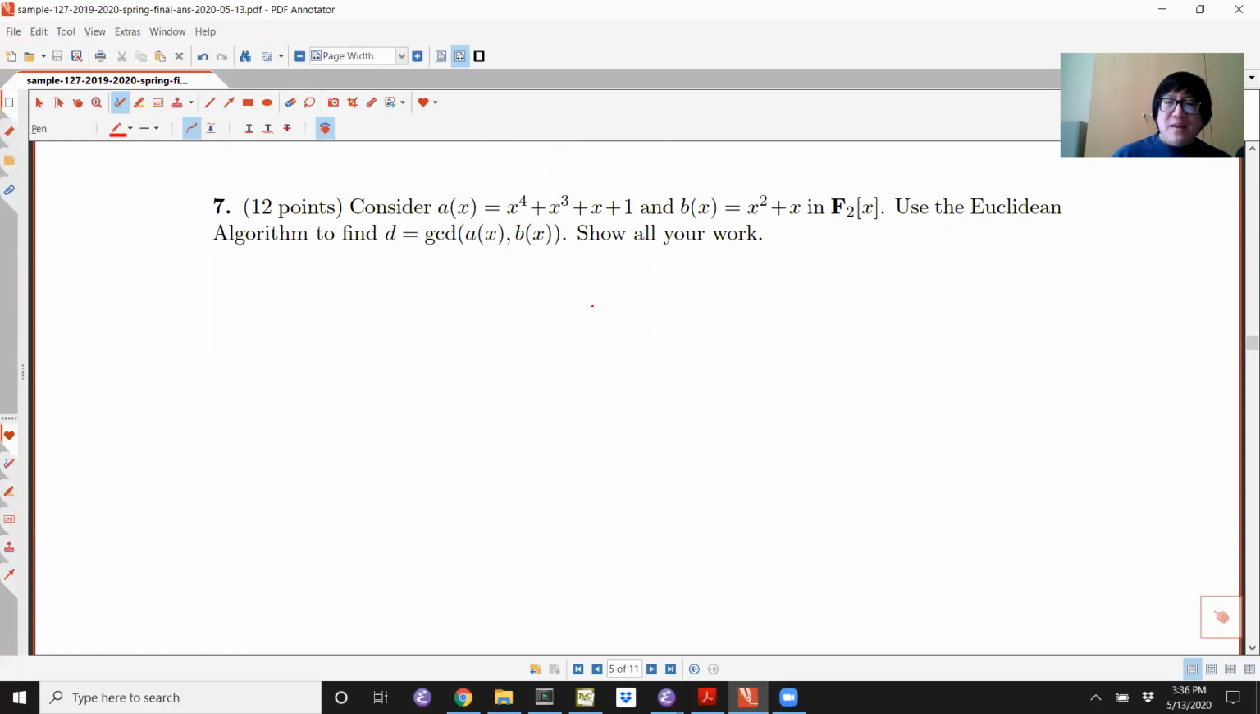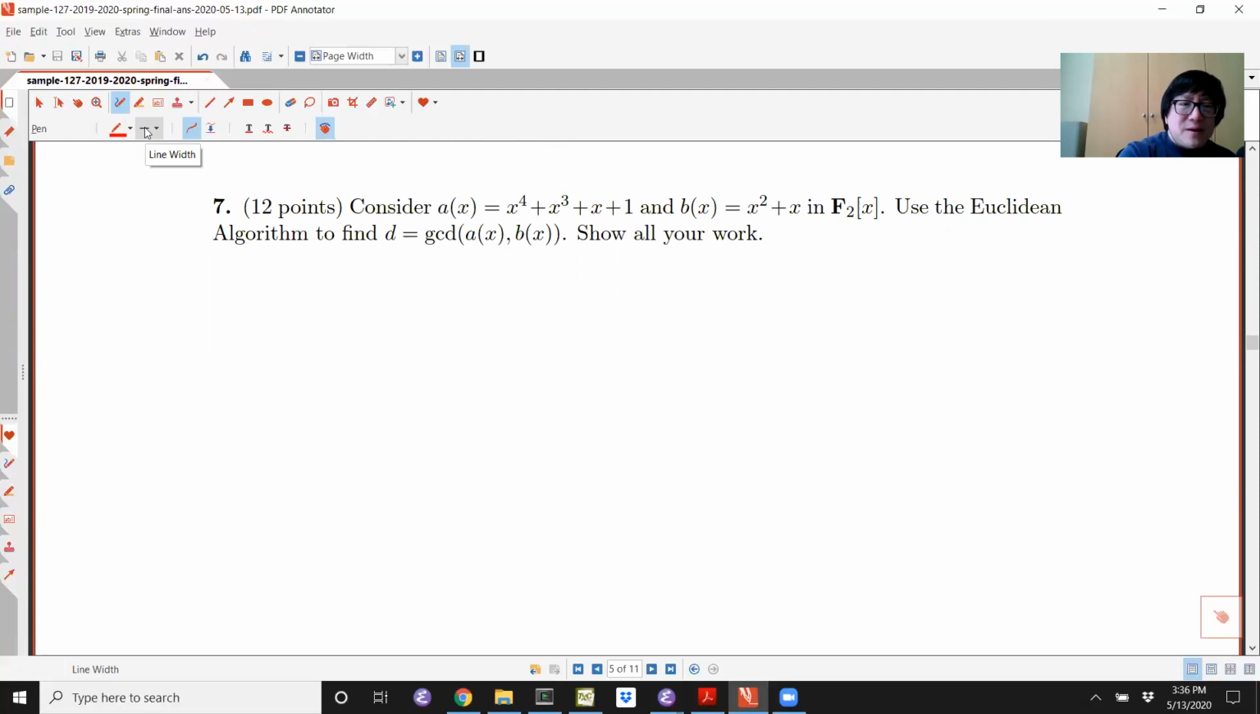So consider A equals x to the 4th plus x cubed plus x plus 1, and B equals x squared plus x in F2 bracket x. Use the Euclidean algorithm to find the GCD of A and B. Show all your work. Oh God, who volunteered for this?